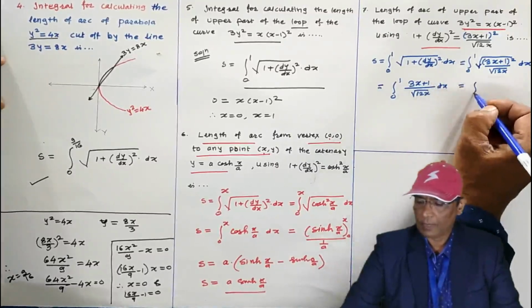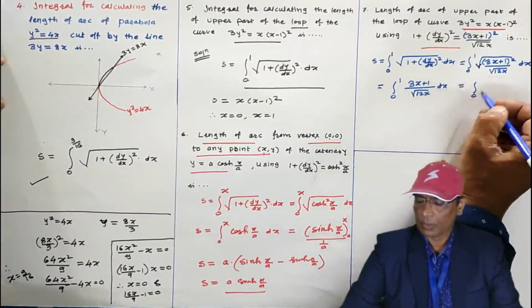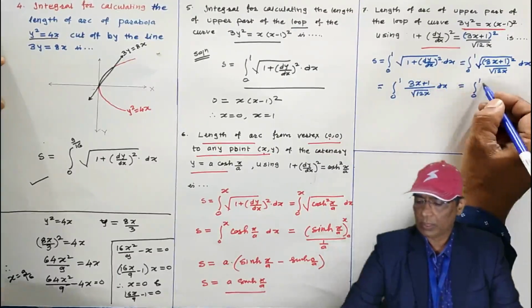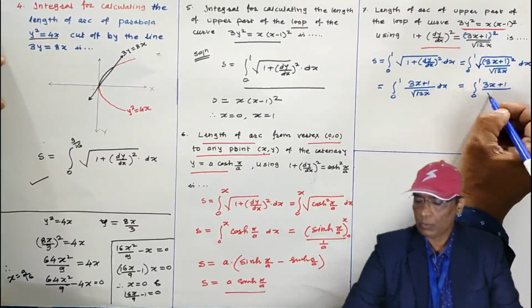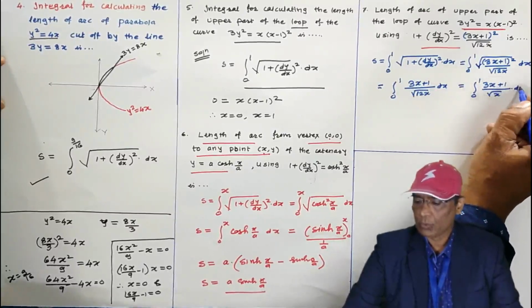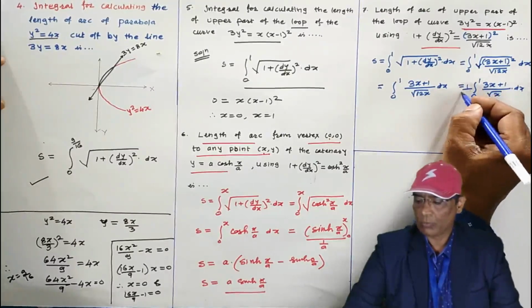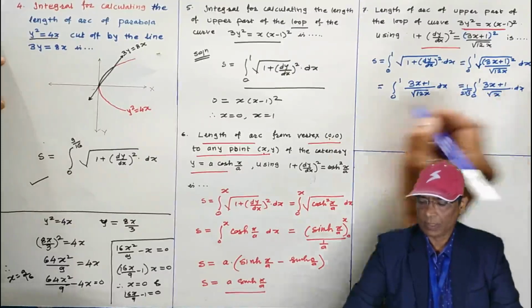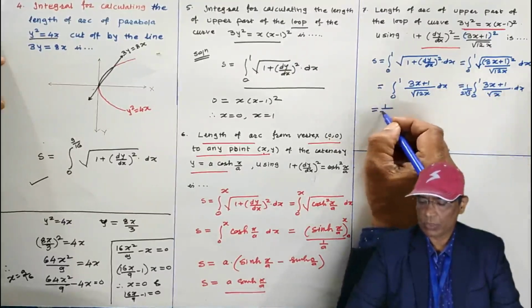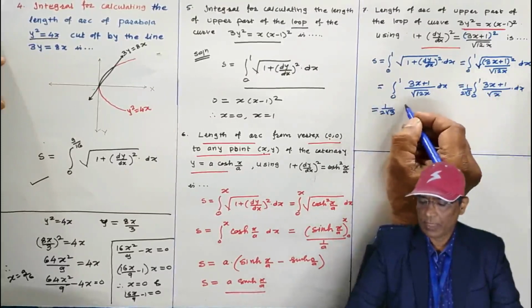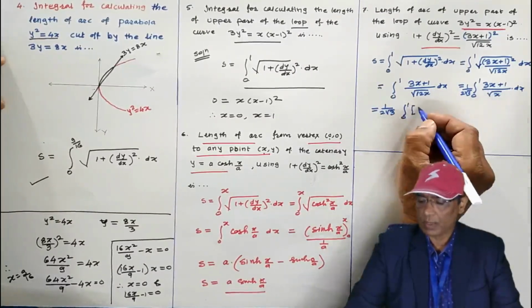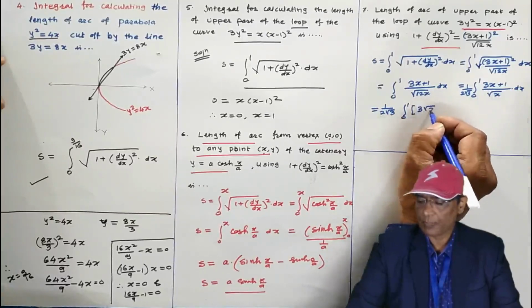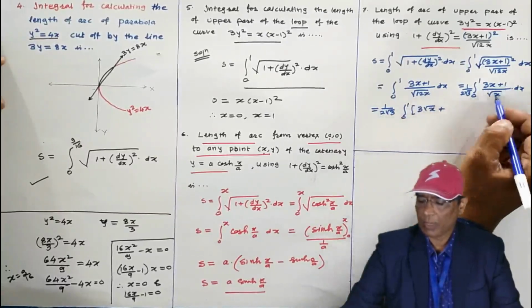Then the integral from 0 to 1 of (3x plus 1) by root x. I am taking root of 12 outside, and root of 12 is 2 root 3. The integral from 0 to 1: 3x by root x is 3 root x, and 1 by root x here.